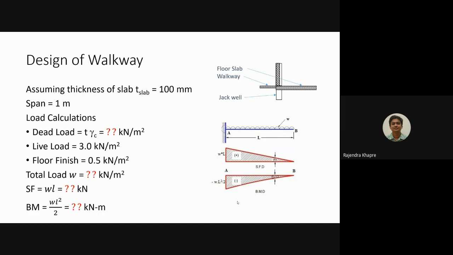So what we can do is we can assume the thickness of the slab as 100 mm. What you can do is, if you see the floor slab, so floor slab is basically 150 mm thick. Okay. So if you wish, you can provide a continuous 150 if it is required. Otherwise, usually 100 mm is sufficient.